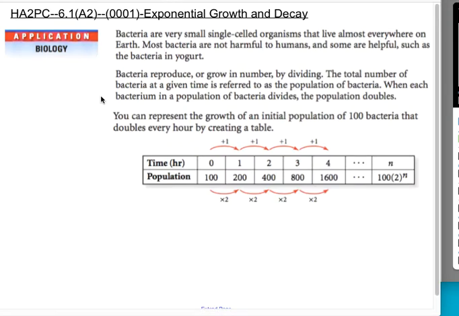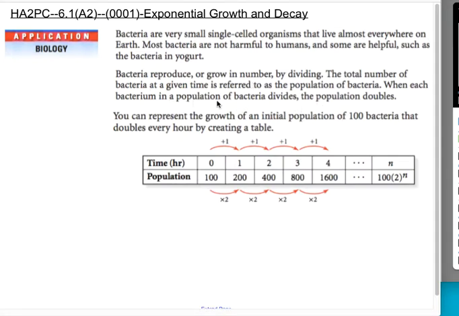Bacteria are very small single-celled organisms that live almost everywhere. Most bacteria are not harmful. In fact, you eat a bunch of them in things like yogurt. But bacteria reproduce or grow by dividing, right? So the total number of bacteria in a given time is referred to as the population.